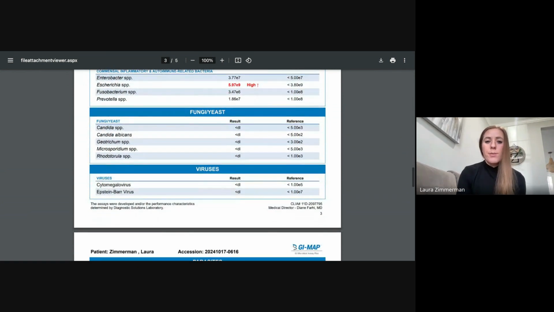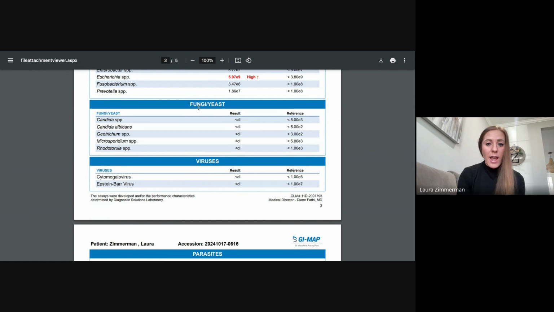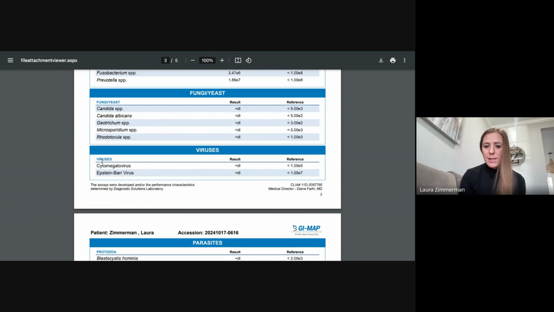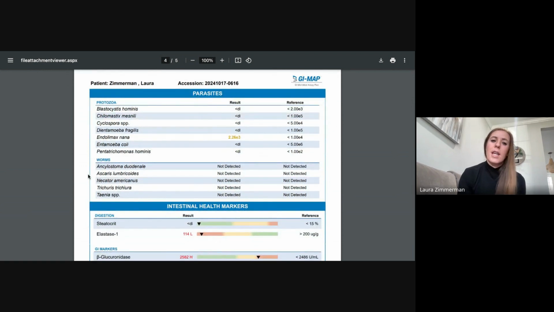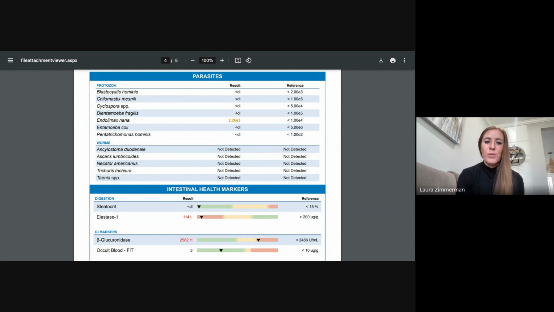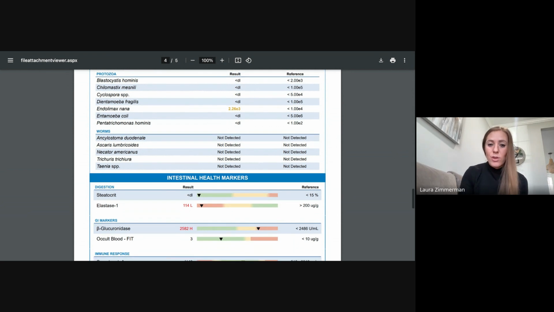It also gives us some information on if there's any fungi or yeast. Candida in particular shows up often. It depends on if you have symptoms, if we need to treat that. And then viruses. So they also look at several different parasites. Some of these are benign, and different worms, and it just kind of depends on what it is and what you're experiencing, whether or not we need to treat it.